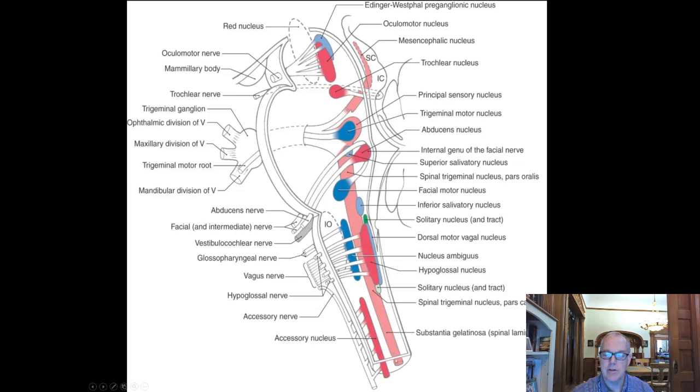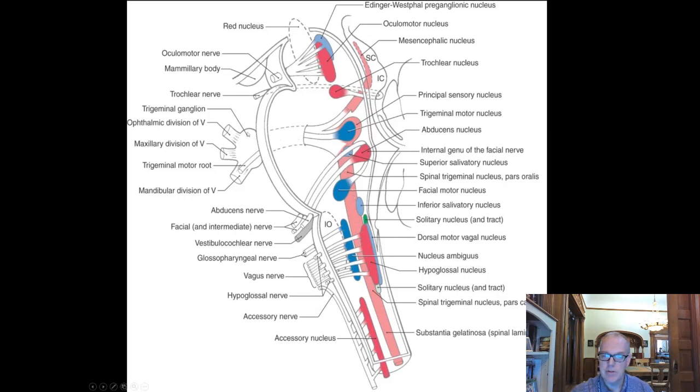We mentioned the substantia gelatinosa in the spinal cord, which is for pain and temperature. And we said that when that enters the medulla, it changes names. We call it the spinal trigeminal nucleus and tract. But it's really just pain and temperature, but now for the face. Okay, this pathway does continue up into the pons.